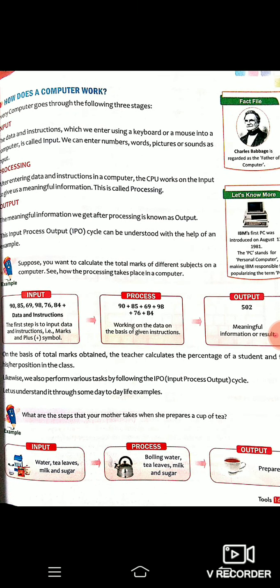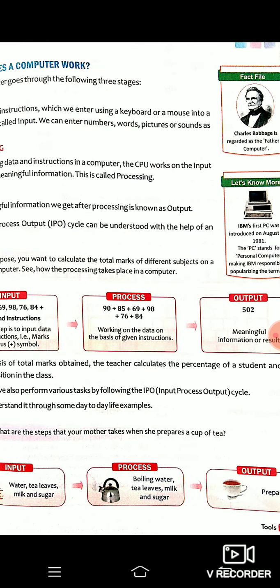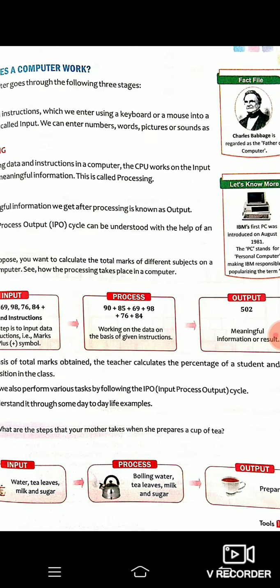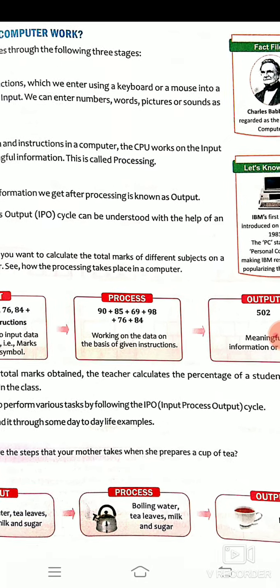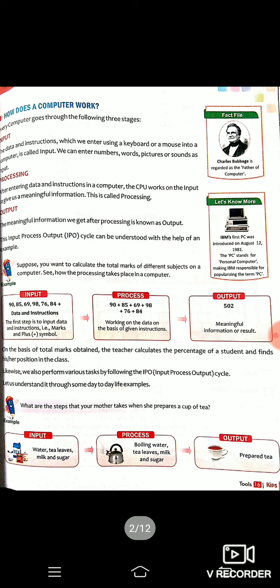In the first example I have explained, entering some numbers is the input and the plus symbol works as an instruction. In the processing part, the computer will calculate the sum of all these numbers, and as output it will give you the final result. Okay, another example. On the basis of total marks obtained, the teacher calculates the percentage of a student and finds their position in the class. Likewise, we also perform various tasks by following the IPO cycle.